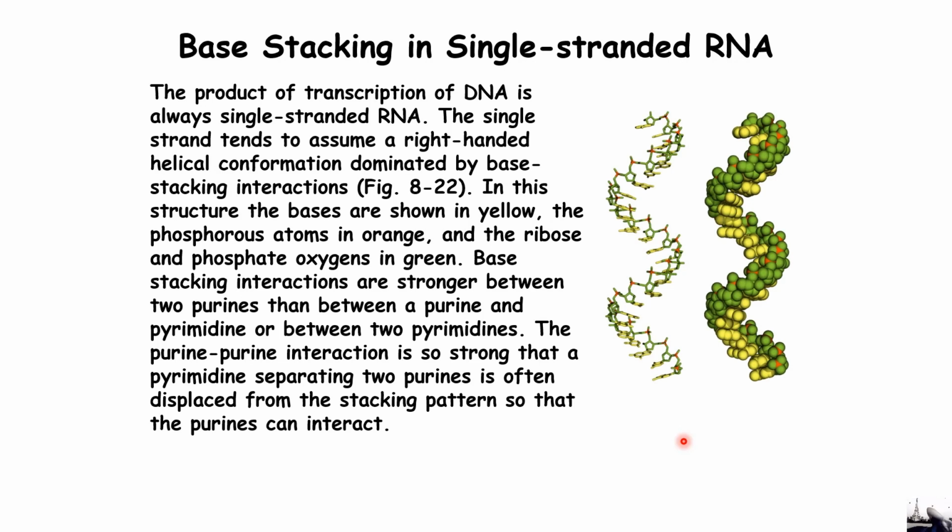Now, what do we mean by base stacking, and is base stacking possible in single-stranded RNA? The product of transcription of DNA is always single-stranded RNA. Now, a single strand tends to assume a right-handed helical conformation dominated by base stacking interactions. In the structure, the bases are shown in yellow, the phosphorus atoms in orange, and the ribose and phosphate oxygens in green. Base stacking interactions are stronger between two purines than between a purine and a pyrimidine or between two pyrimidines. The purine-purine interaction is so strong that a pyrimidine separating two purines is often displaced from the stacking pattern so that the purines can interact.